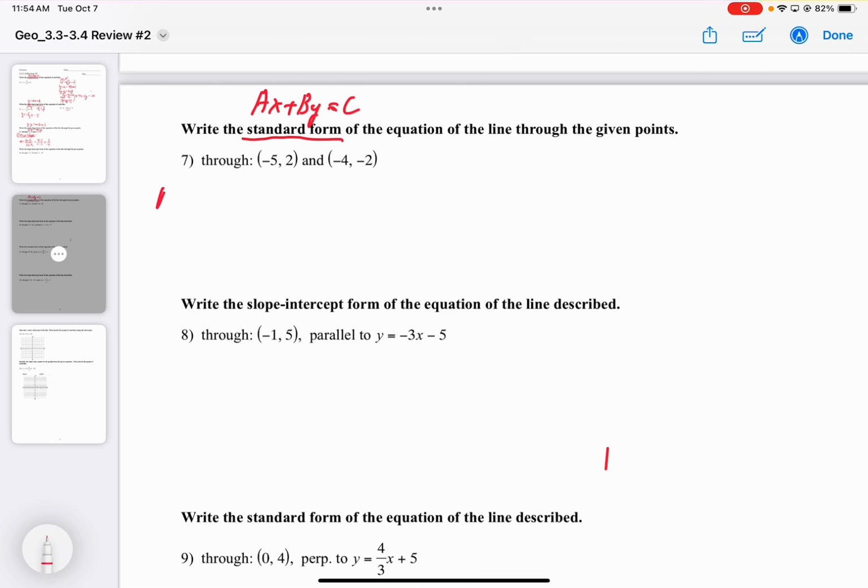All right, so then y2 minus y1 over x2 minus x1. Y1, x2, y2.